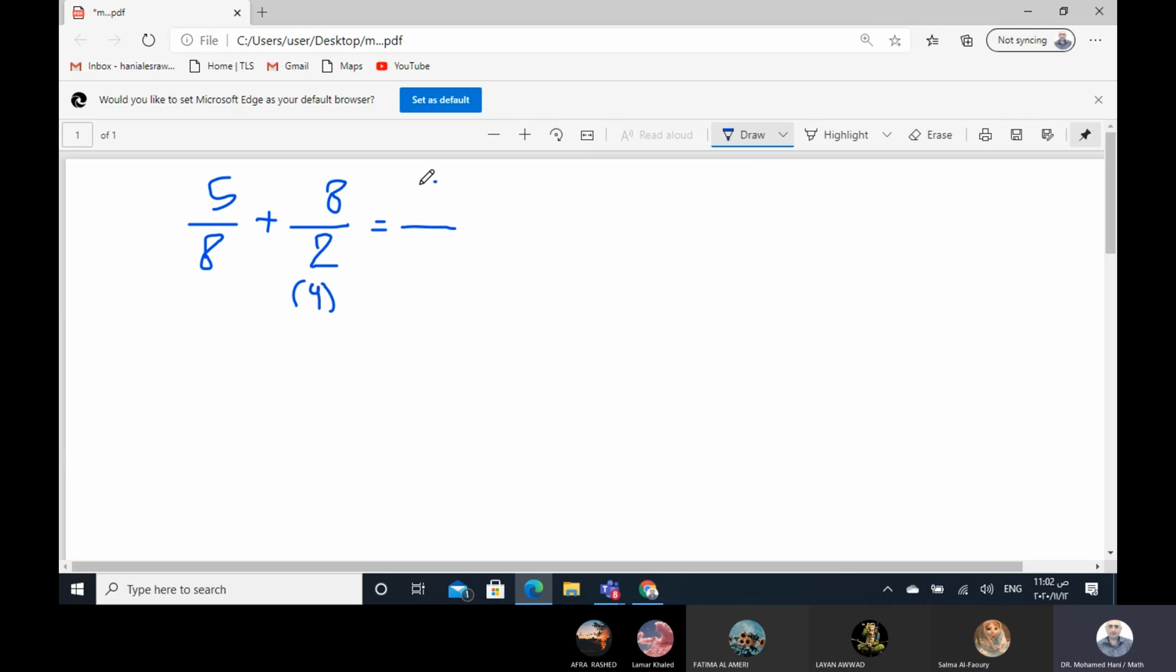Here the same fraction, 5 over 8. And the second fraction, 4 times 8 will be 32, and 4 times 2 will be 8. Now I have like fractions. Now I can add with the same denominator. Then 5 plus 32 will be 37. This is simplified, but I can change this improper fraction to a mixed number.